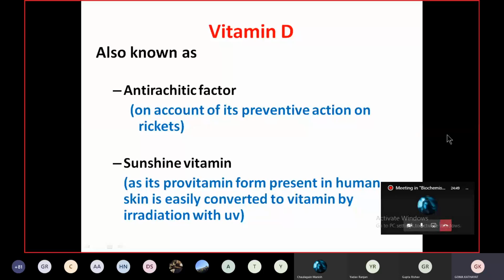So vitamin D, we'll be studying. It is also known as the anti-rachitic factor because deficiency of vitamin D leads to rickets. So it prevents rickets, and so it is also known as the anti-rachitic factor.